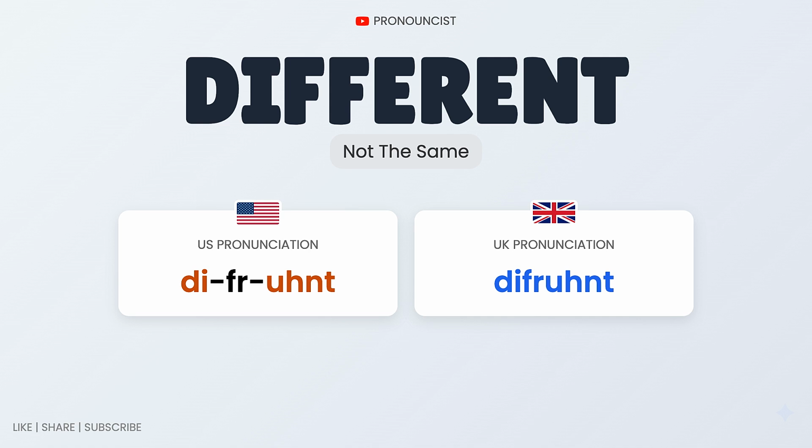Now, read the syllables of U.S. pronunciation shown on the screen naturally. Different. Now, let's focus on British pronunciation of this word.